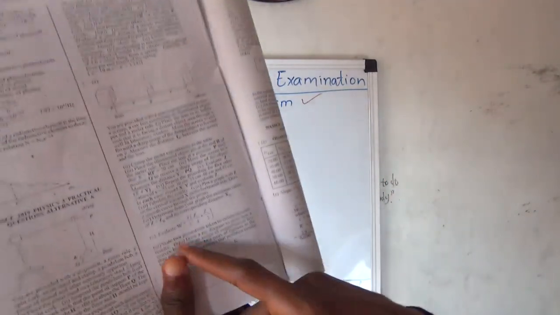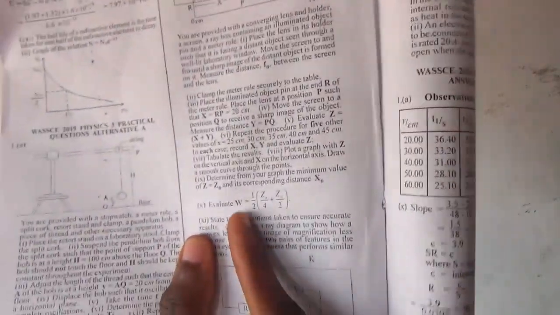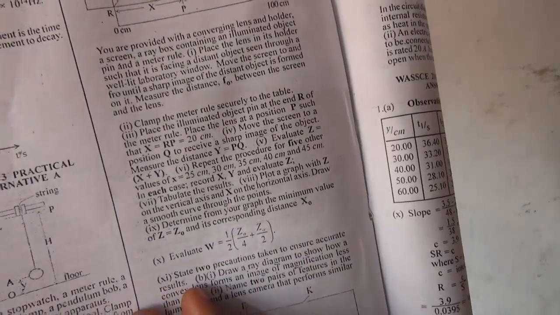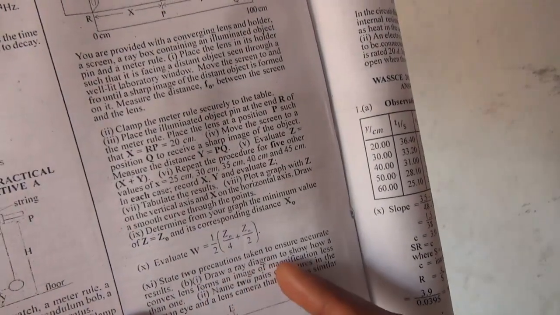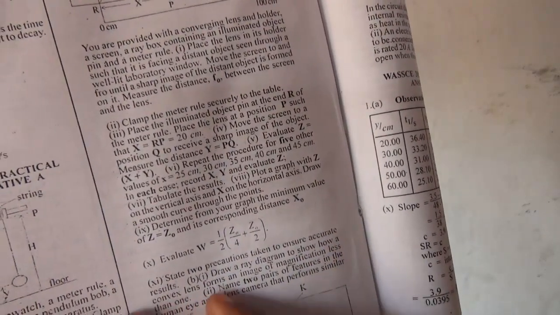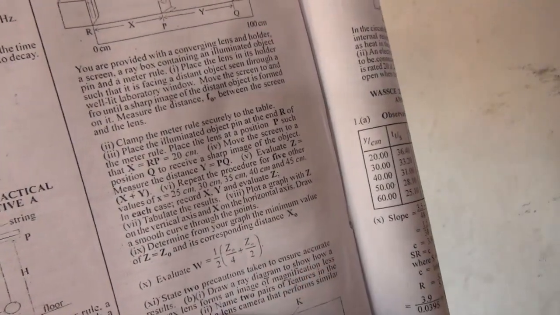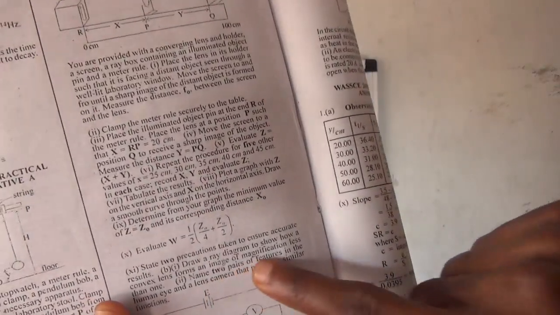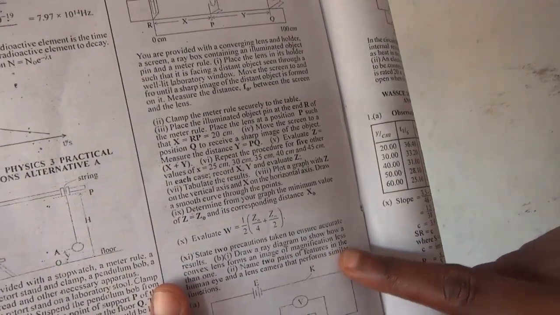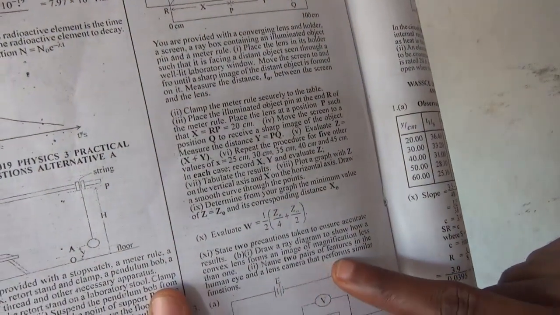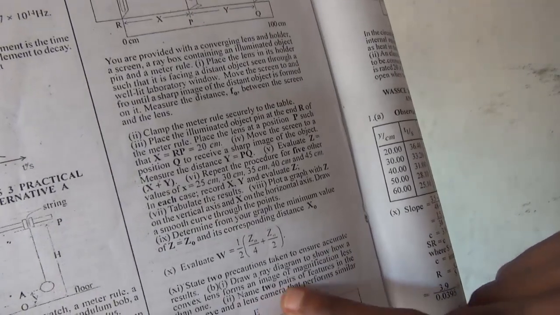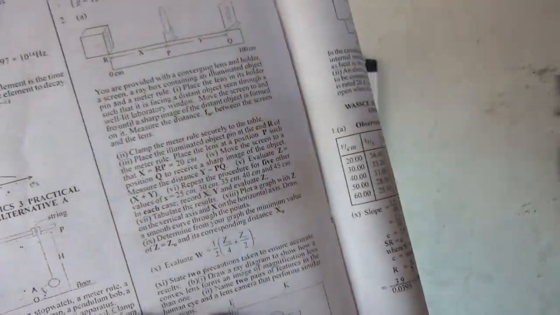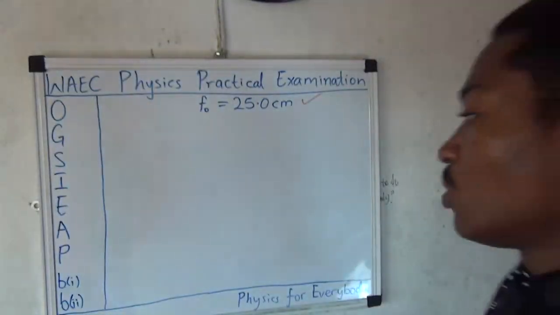What about the precaution? State two precautions taken to ensure accurate results. That's your precaution. Then B1, draw a ray diagram to show how a convex lens forms an image of magnification less than 1. That's your question B1. And the last one, name two pairs of features in the human eye and a lens camera that perform similar functions. That is the last question, B2.